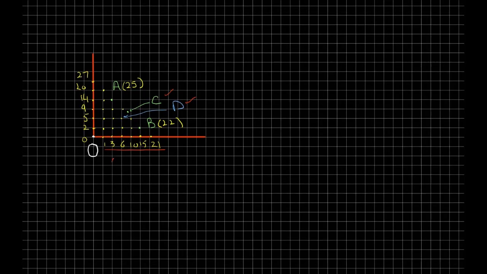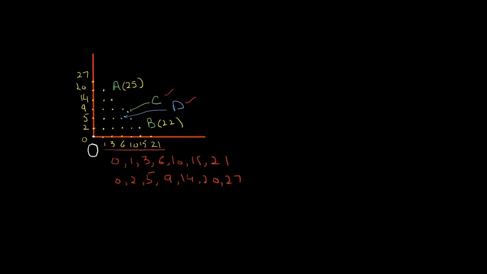And I also want you to think about this beautiful sequence, which is 0, 1, 3, 6, 10, 15, 21, that appears on the horizontal axis, and the sequence 0, 2, 5, 9, 14, 20, 27 that appears on the vertical axis. Why does it appear? And think about this sequence, and think about what you can do to identify points on a plane. Okay.